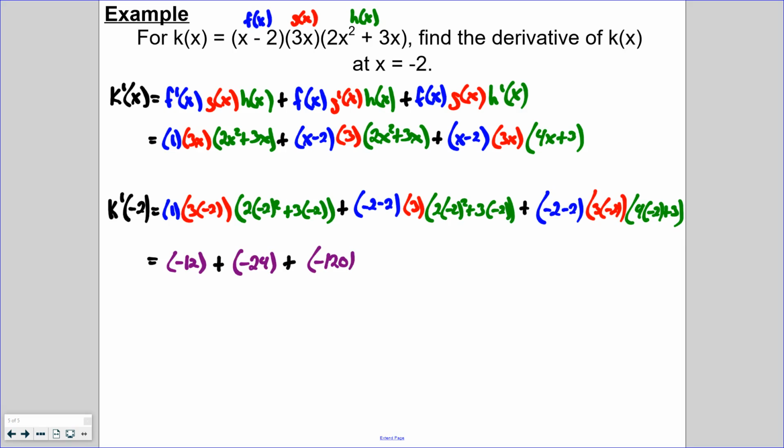And then when I plug this third term into the calculator, I get negative 120. So when we add all these together, we get a final answer, a derivative of k of x at negative 2, of negative 156. All right, folks, that is it. That is using the product rule to find the derivative of a function in the form of f of x times g of x times h of x.